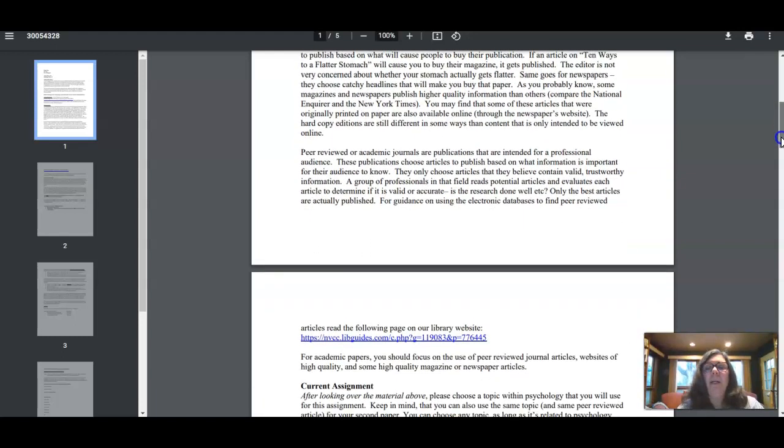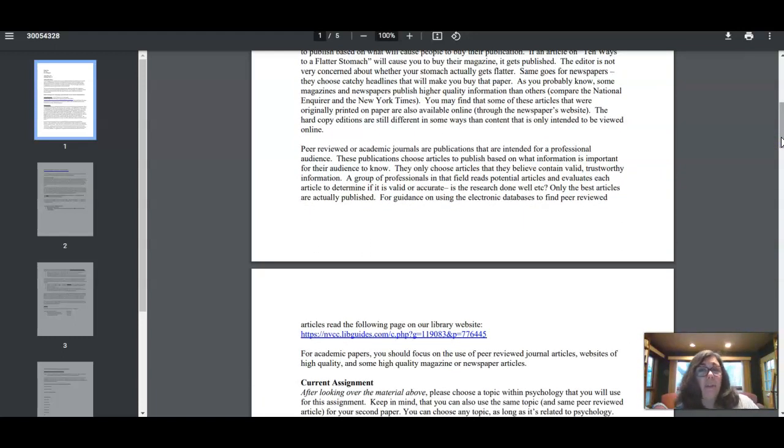A peer-reviewed article, or sometimes what's called an academic journal article, is an article that was written by a professional in that field. So in our case, we're going to be looking at psychology peer-reviewed articles. Typically these are research articles done by a psychologist. And after they do their research and write up the paper, they submit it to a journal.